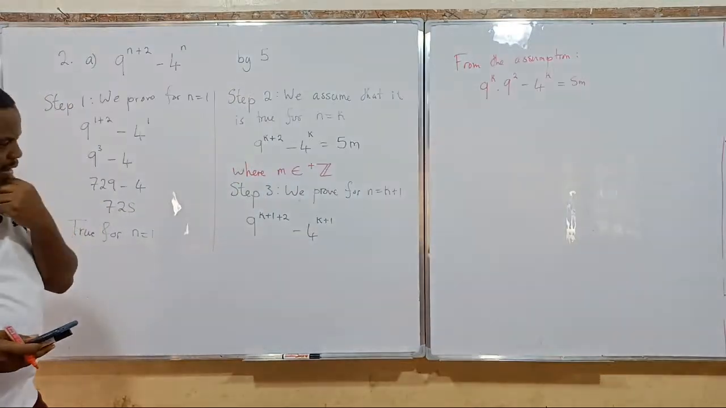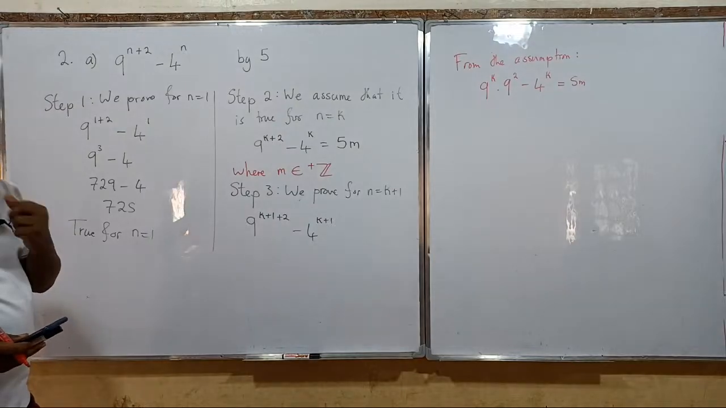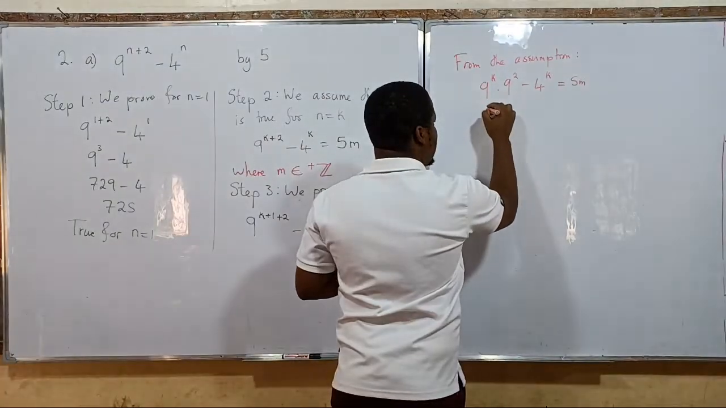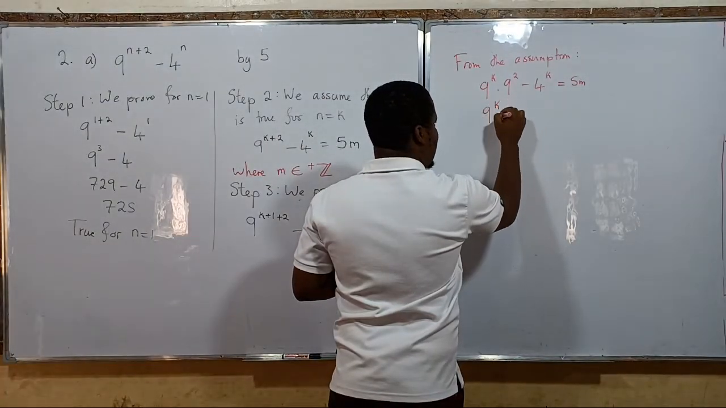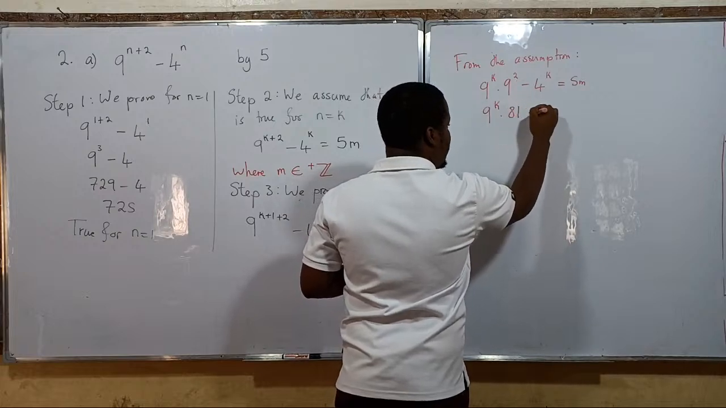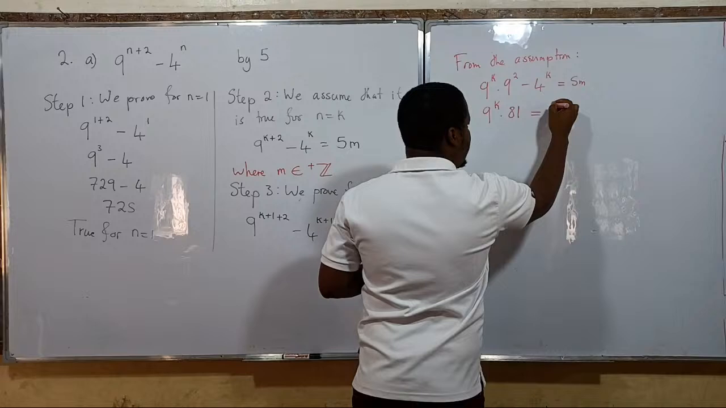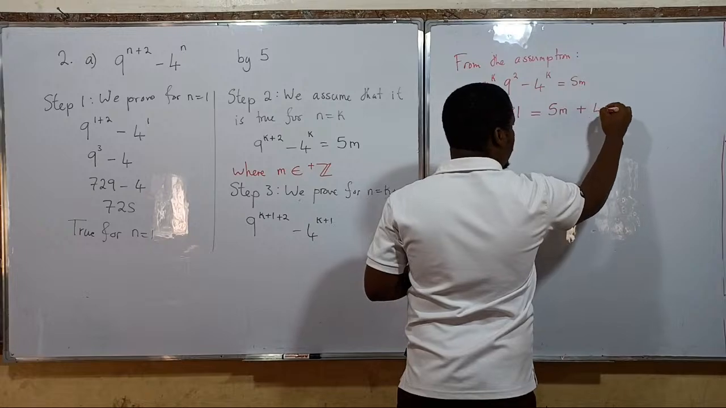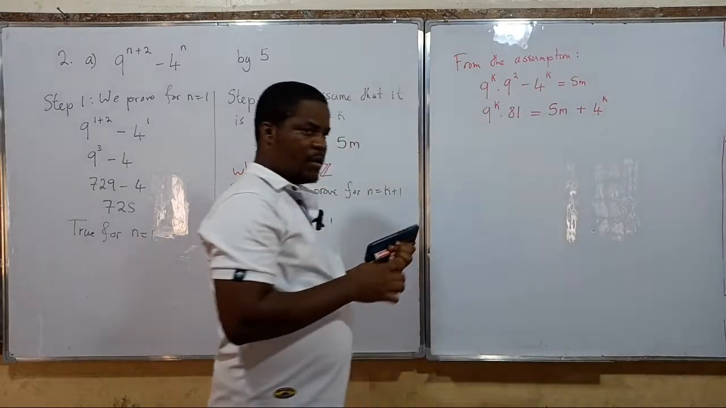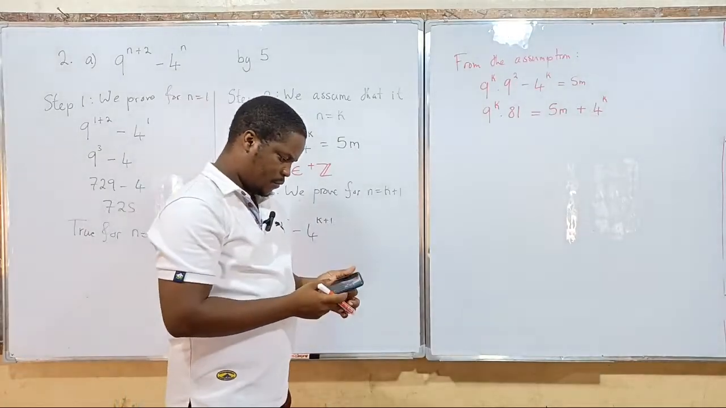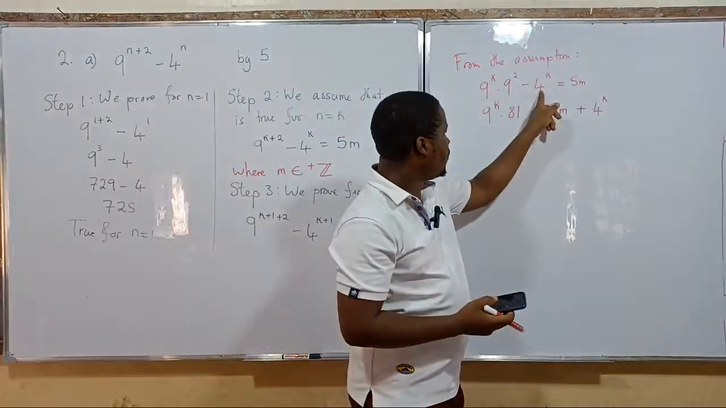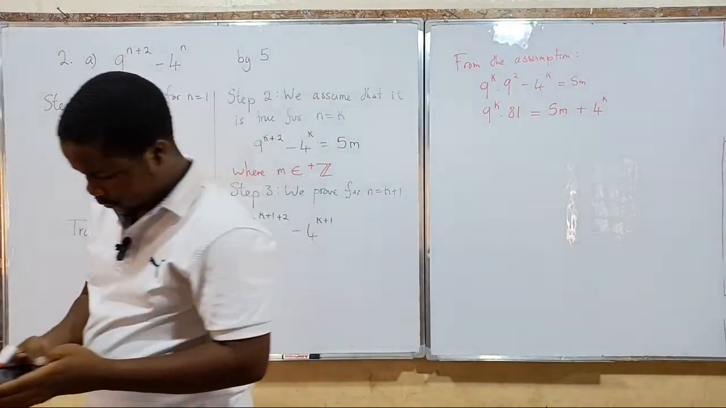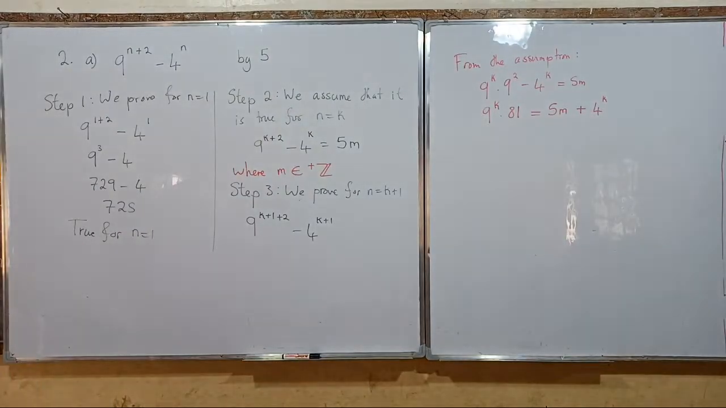I want to make 9 to the power k the subject of the formula. This is how I'm going to do it. I'm going to say this is as good as 9 to the power k times 9 squared, which is 81, minus 4^k, equals 5m. This 4^k will cross the equal sign to become positive 4 to the power k. Nothing confusing. Look at what I've done. 4^k goes to the other side, becomes positive. 9 squared is 81. I hope that's okay.